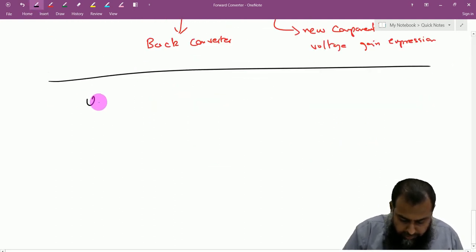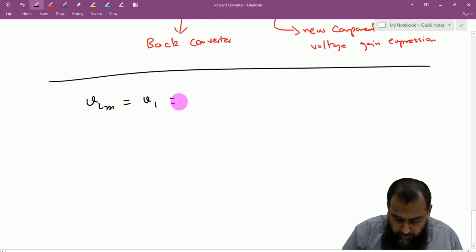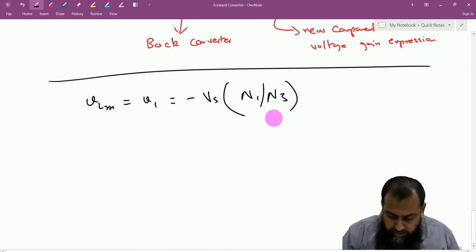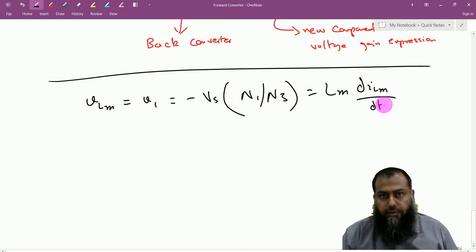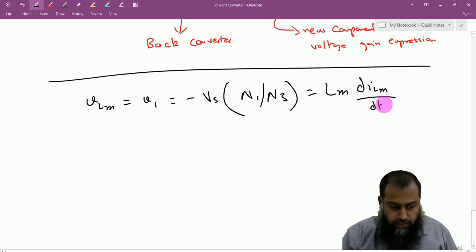We know that the voltage across the magnetizing inductance is equal to V1. That is equal to minus VS into N1 over N3, and that is equal to LM dILM over dt, which is a standard expression for the voltage across the inductance.